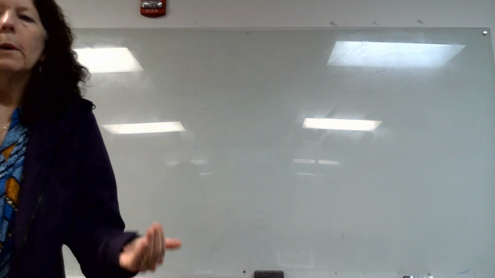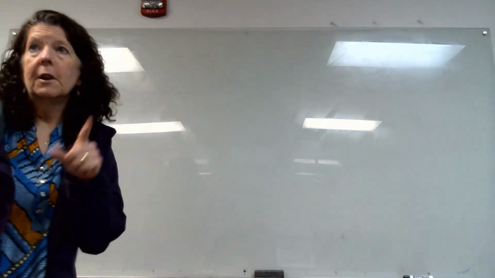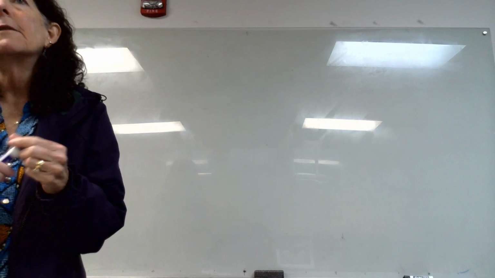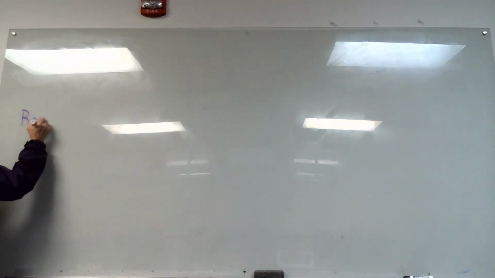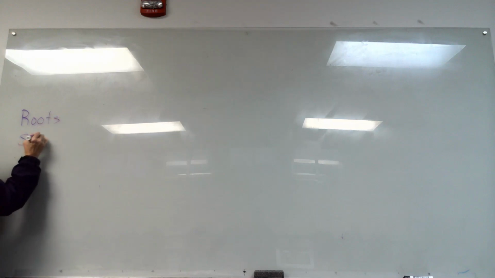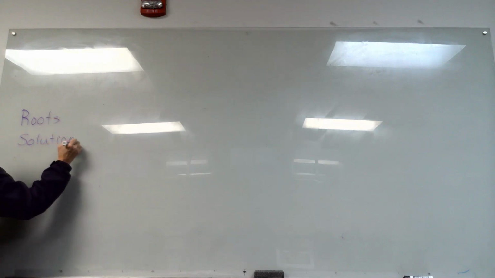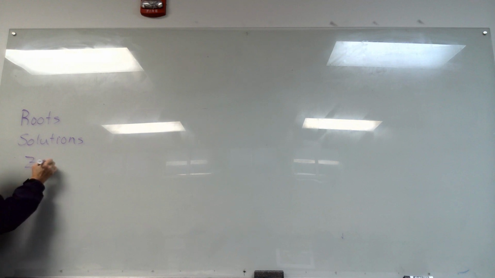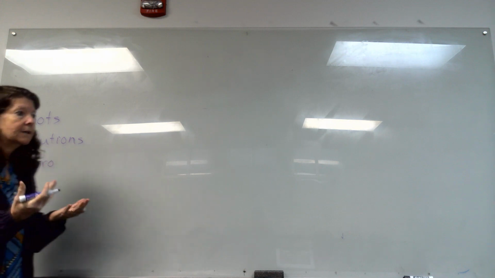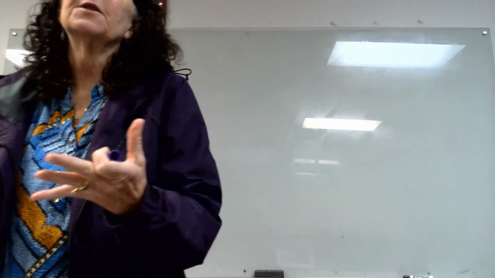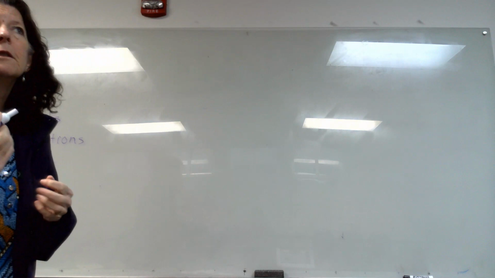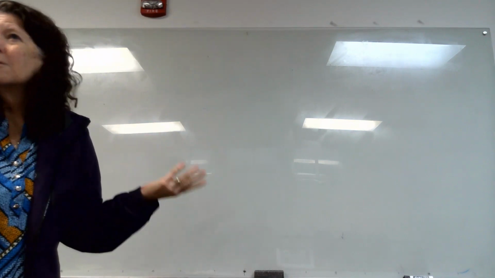All right, we're going to continue on with a concept that we have done so far. If you remember, we've been talking about the roots, the solutions, the zeros, which is what makes the equation equal 0. It's where it crosses the x-axis if it's a real number, and it's what we consider the solving.